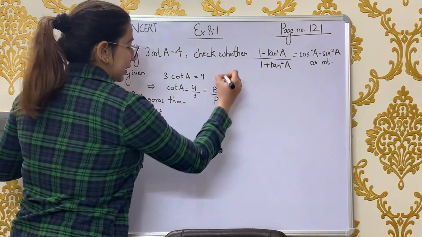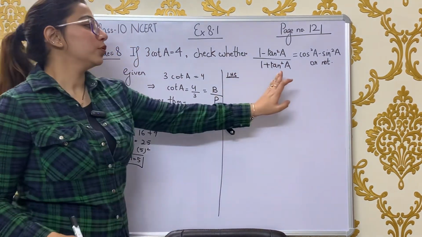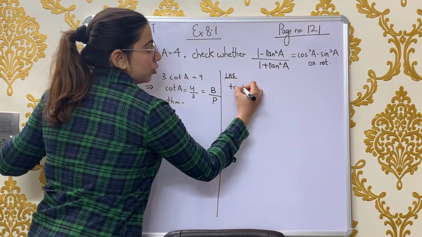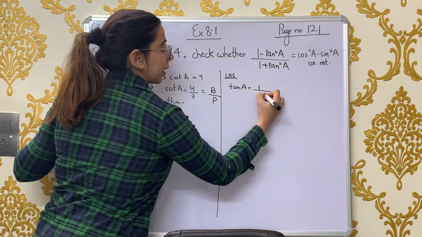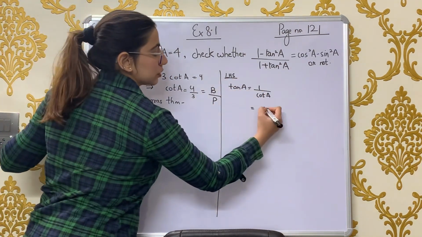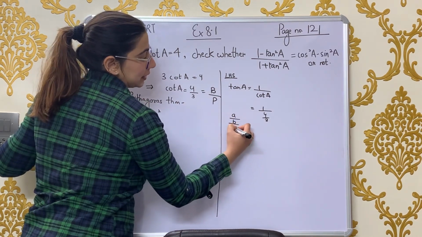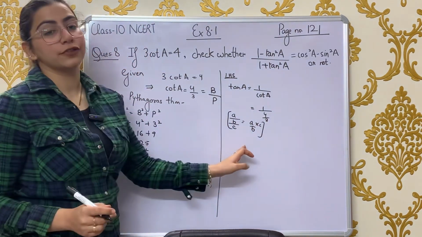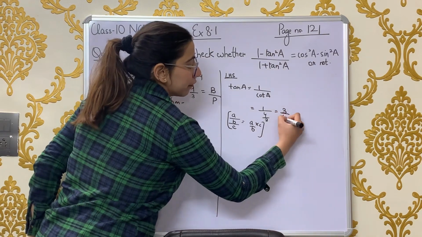So, let's start with LHS first. To find LHS, we need to know the value of tan A, and we very well know that tan A is just the reciprocal of cot A. So, tan A is equal to 1 by cot A, and here we have the value of cot A, which is 4 by 3. So, tan A is equal to 1 by (4 by 3). And we also know that A upon (B by C) is equal to A by B into C. That is, the reciprocal of the denominator gets multiplied with the numerator. So here we get it as 3 by 4.